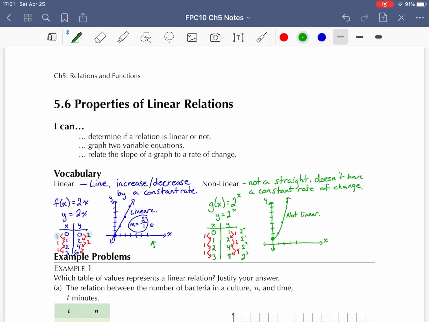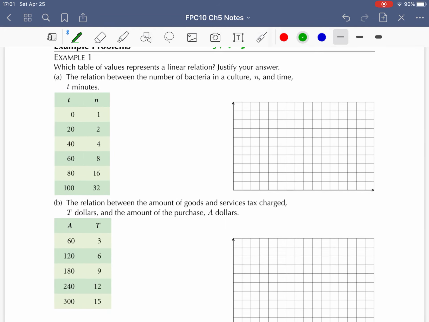Hello, this is Mr. Stein, and in this video we are going to go through example problems 1 and 2 of section 5.6, Properties of Linear Relations. Once you're done this section, you should be able to determine if a relation is linear or not, either from a table of values or from the graph. Graph two variable equations and relate the slope of a graph to the rate of change.